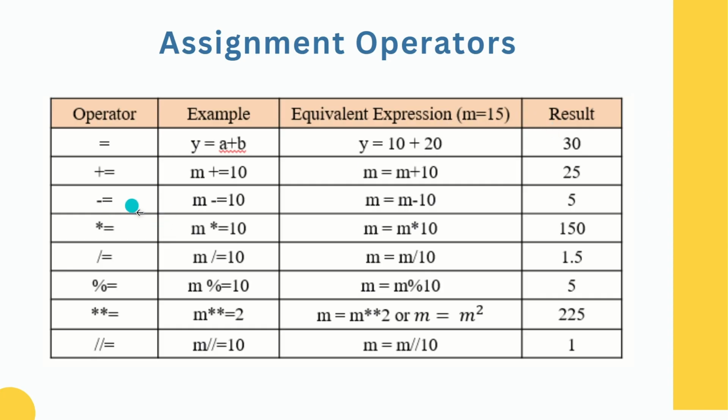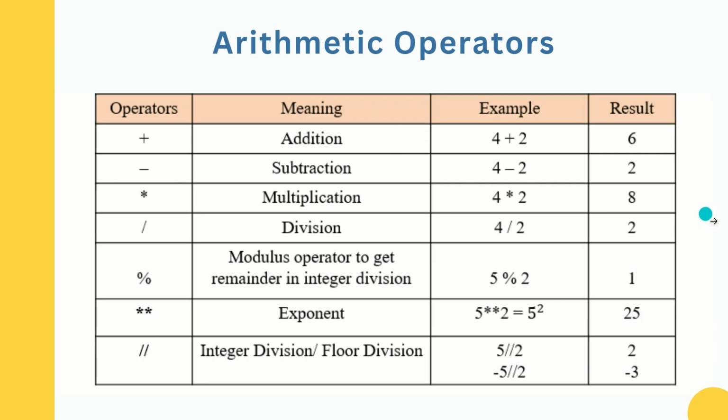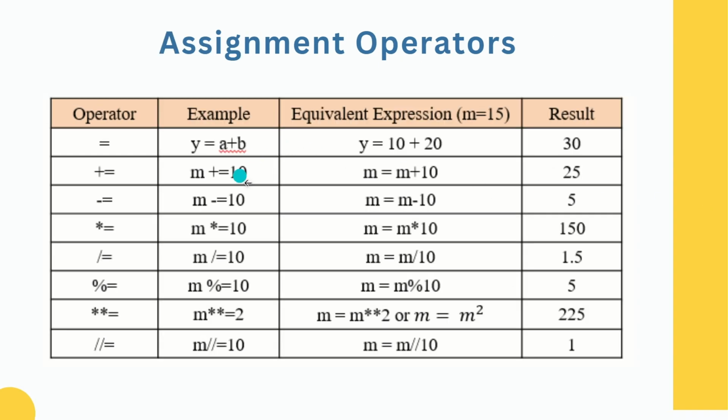So the assignment operators now. We saw the arithmetic operators and now the assignment operators. The basic or the simplest assignment operator is equal to. We've used it already many times. You use it to assign a value to a variable, for example y equals a plus b or y equals 10 plus 20, and whatever the calculation result is, it will be stored in the left hand side variable, which is y in this case.